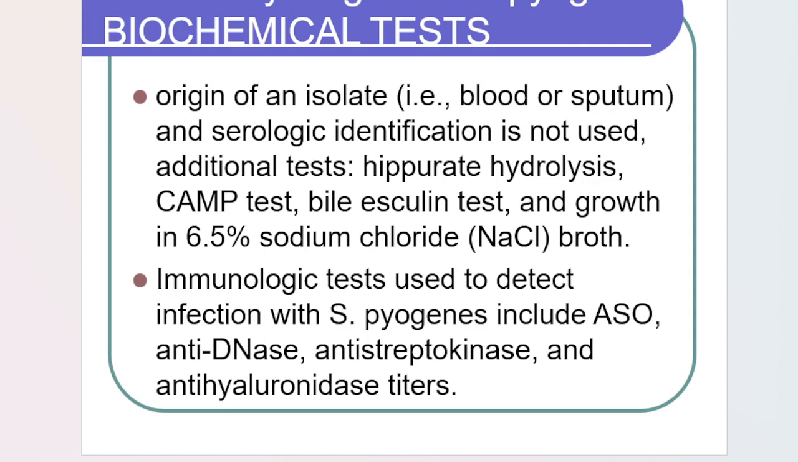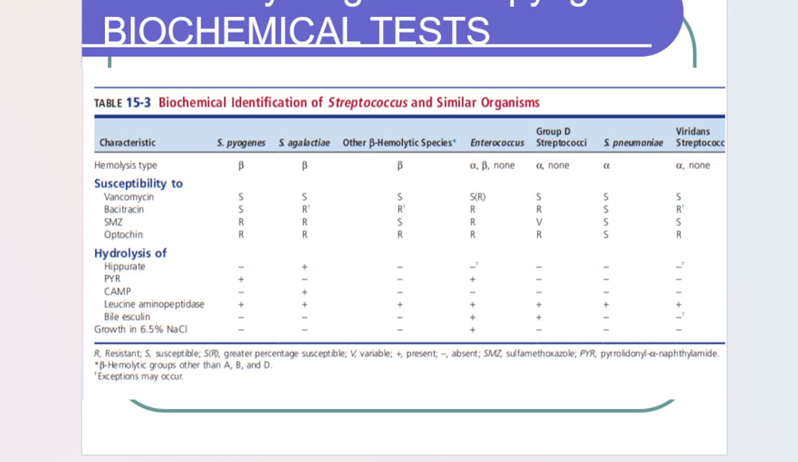So, immunologic tests used to detect infection with S. pyogenes include the ASO, the ASOT, anti-DNase, anti-streptokinase, and the anti-hyaluronidase. So, we have here the summary. Streptococcus pyogenes and agalactiae are both beta hemolytic. There are also other beta hemolytic species. I want you to memorize this one.